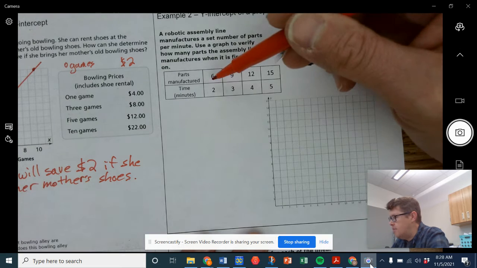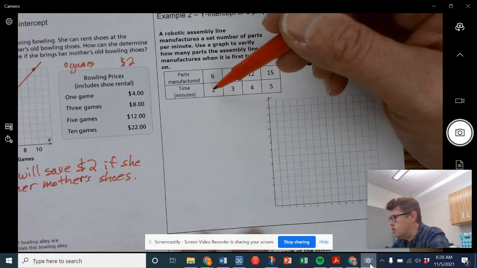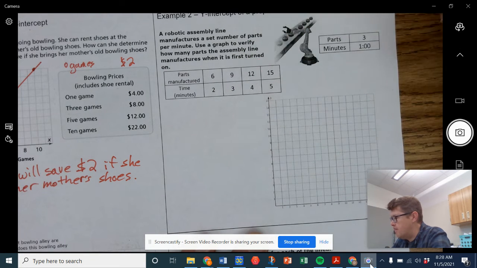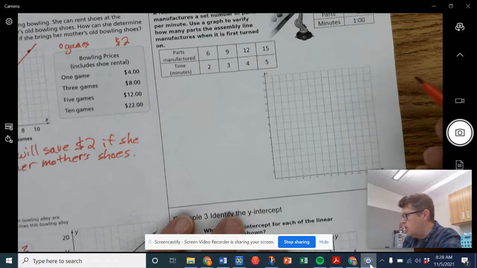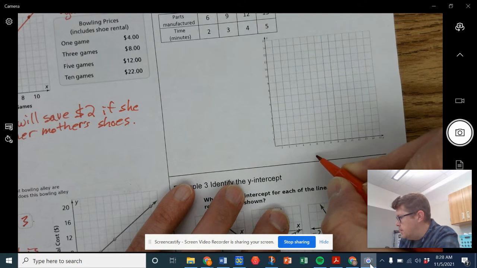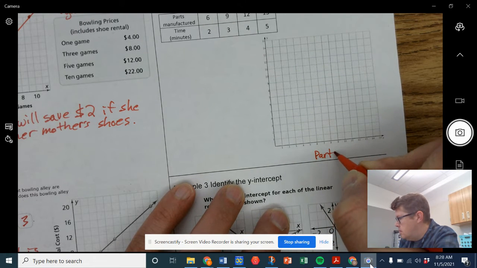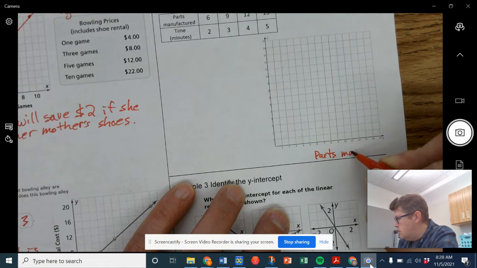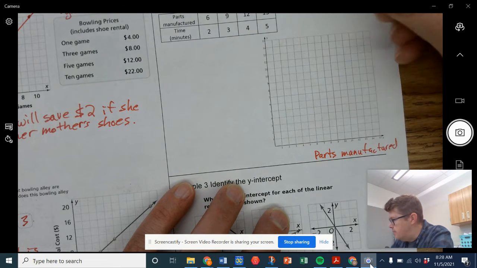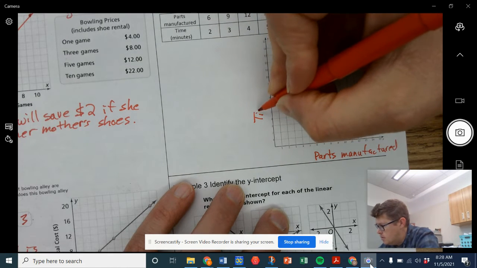And then we have this table which extends that out, for every 2, 3, 4, and 5 minutes. So let's just graph these points. We know at 3 parts, and this is parts manufactured, and then time in minutes.